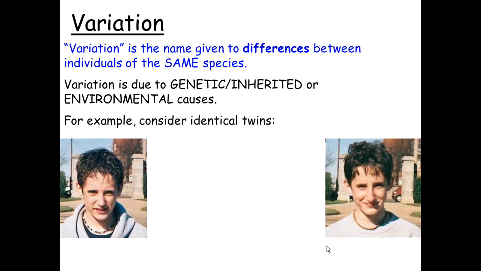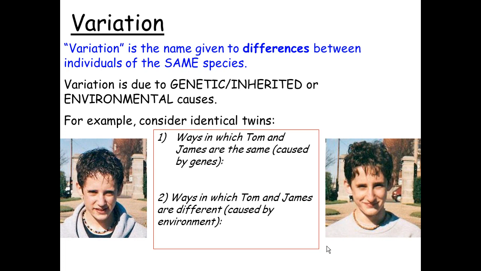I put here two pictures of two guys, and as you can see they are twins. Observing these two pictures, you can find ways in which Tom and James are the same, caused by the genes, and ways in which Tom and James are different, caused by environments. So what are the ways in which Tom and James are the same, caused by genes?